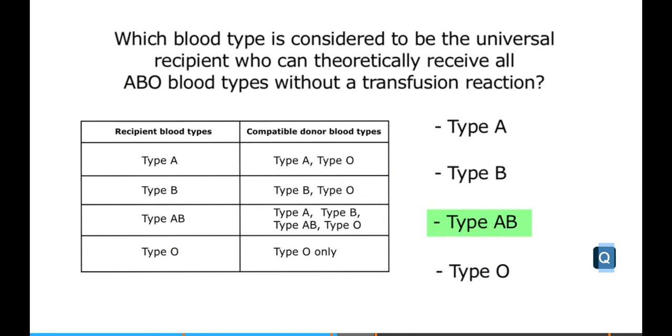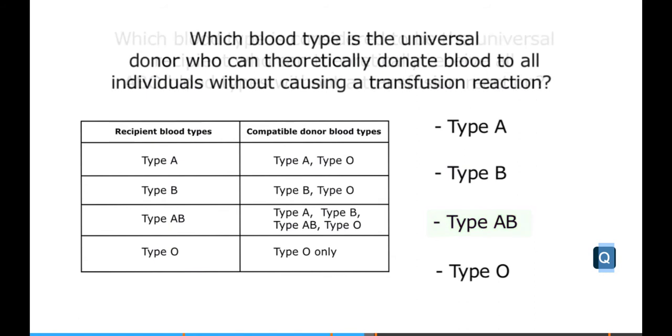Individuals with type AB blood can theoretically receive all ABO blood types as the universal recipient. Because type AB individuals lack both anti-A and anti-B antibodies in their plasma, it doesn't matter what antigens might be present on the surface of the donor RBCs. Agglutination will not occur.